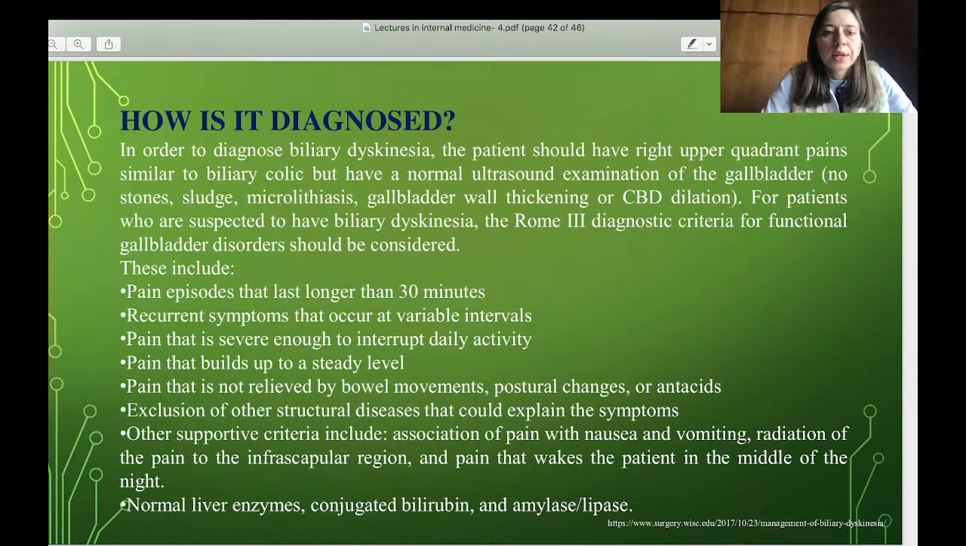Other supportive criteria include association of pain with nausea and vomiting, radiation of the pain to the infrascapular region, pain that wakes the patient in the middle of the night, and normal liver enzymes, conjugated bilirubin, and amylase or lipase.